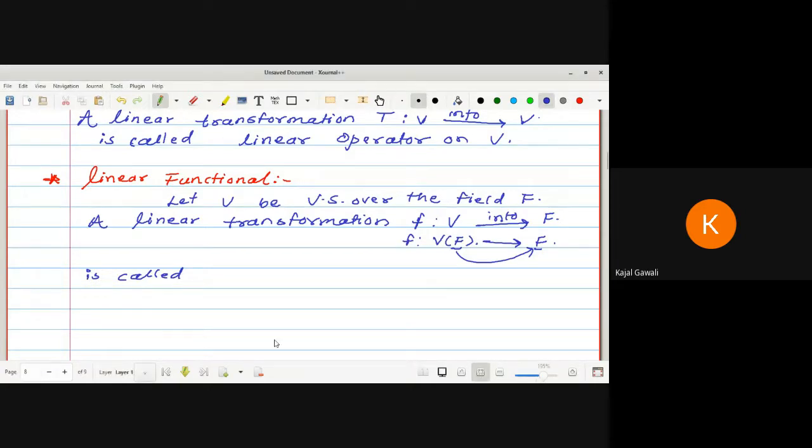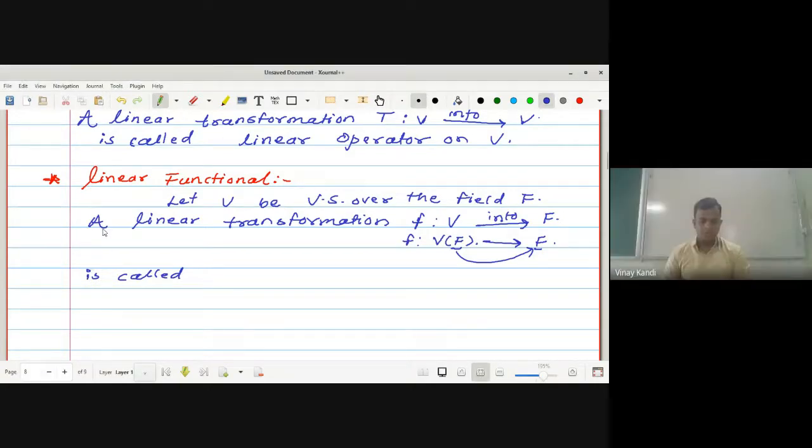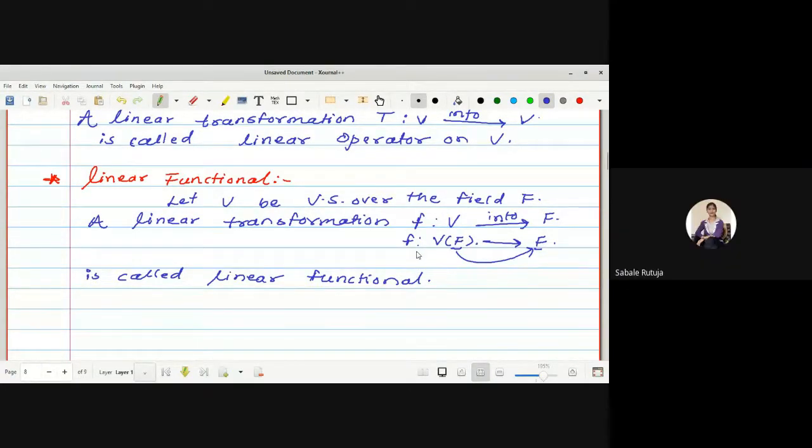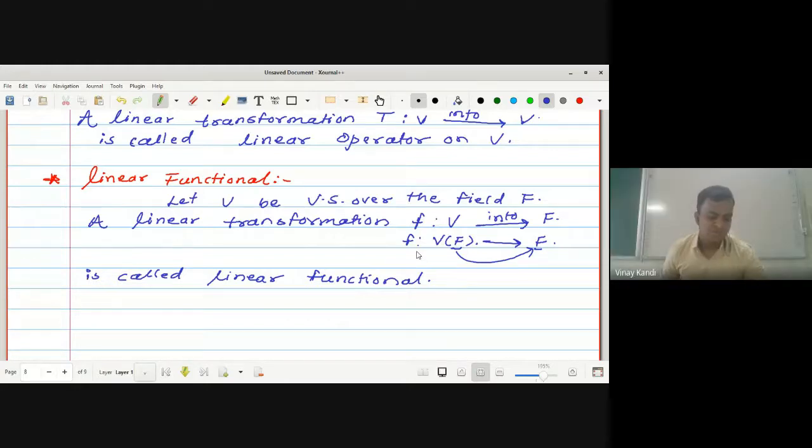Okay, so it's called a linear functional. What is a linear functional? Let V be the vector space; a linear transformation from V into capital F, where V is over F. This F and this F must be the same. Any doubt in this definition? No, sir. Now it is clear what is a linear transformation, linear operator, and linear functional.